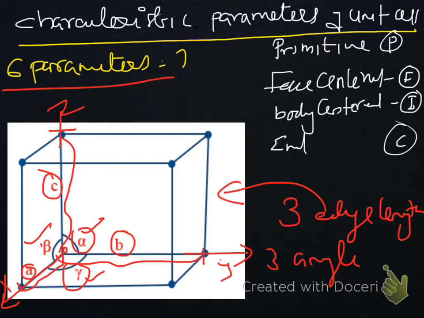In the last class we have already discussed the classification of unit cells. They were primitive unit cell, that means simple cubic system, then face-centered, body-centered and end-centered. They have a short representation: P for primitive, F for face-centered, I as the symbol for body-centered, and C for end-centered.